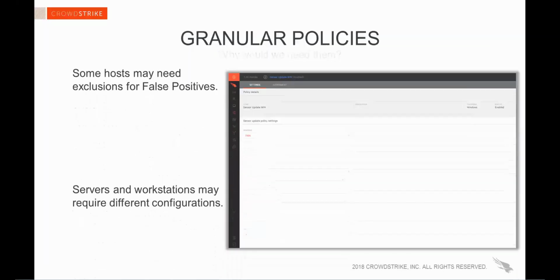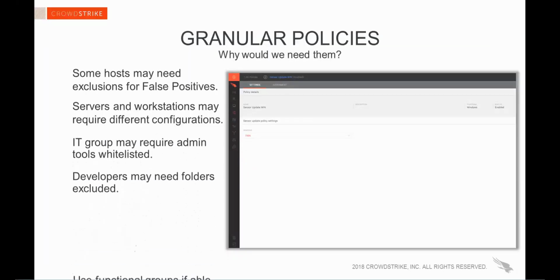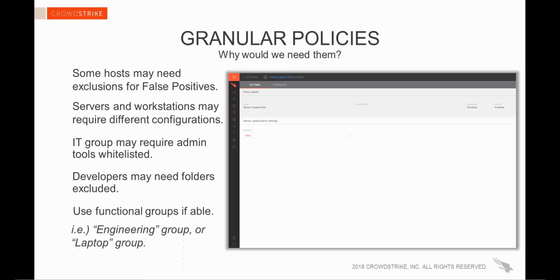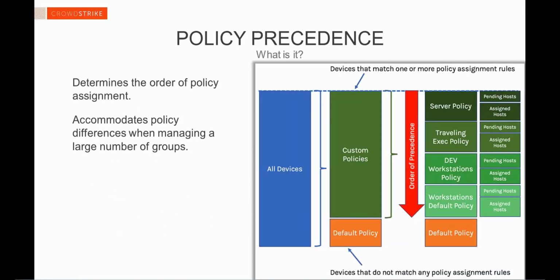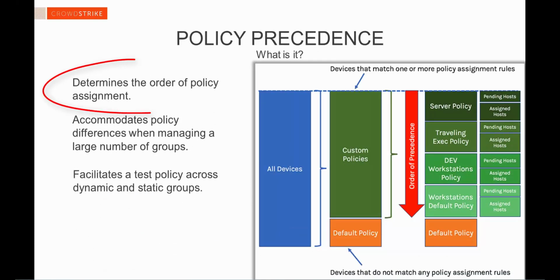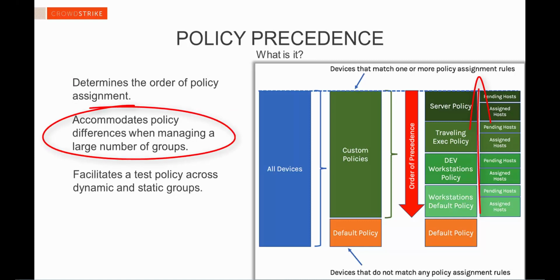You may require more granular policies applied to specific groups of hosts such as servers or a dev group requiring detection exclusions or whitelisting for certain applications. Policy precedents let you rank policies from top to bottom in the order they'll be applied. When a host matches an assigned group, the corresponding policy will always be applied first.